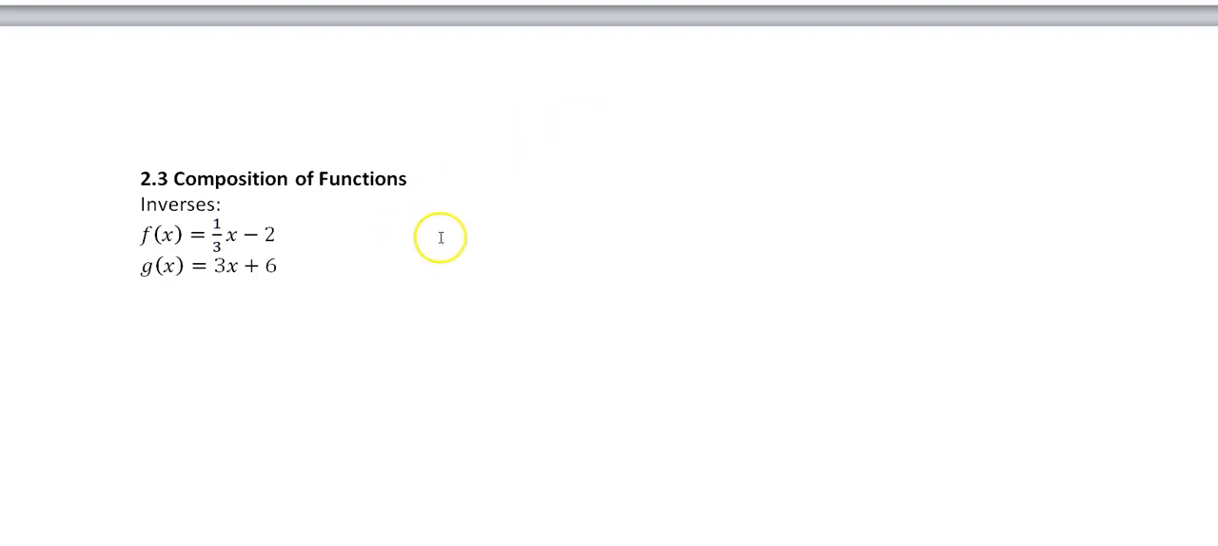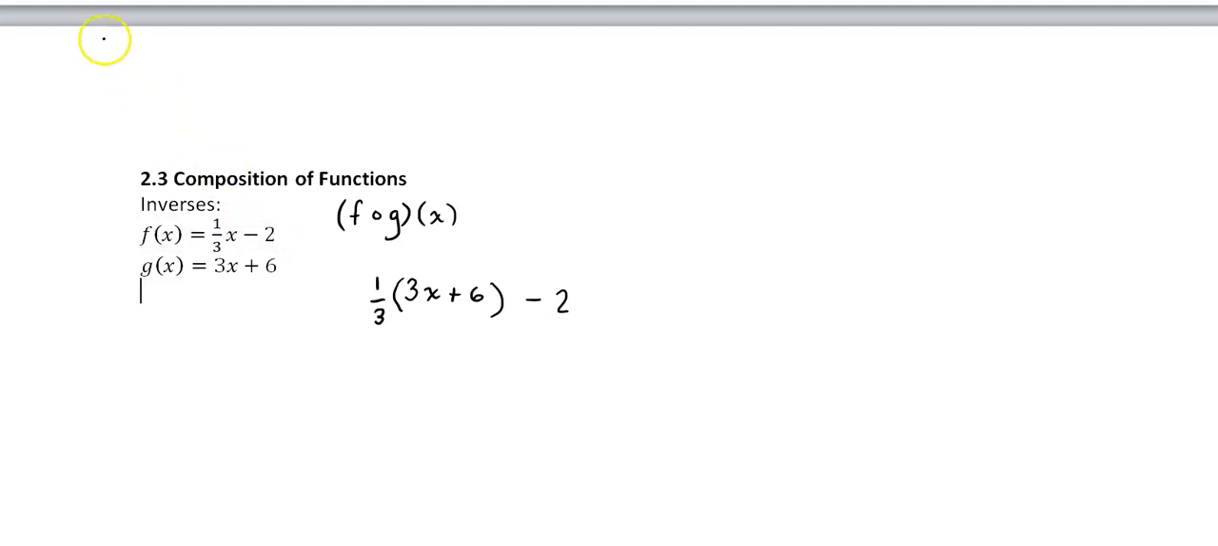Alright, so if I'm asked to find f composed with g of x, again, I'm going to start with my innermost first, so I'm going to have my 3x plus 6. That's my new x for this problem. So I'm going to have a 1/3, right? This is my new x, so this I can ignore, and then minus 2.